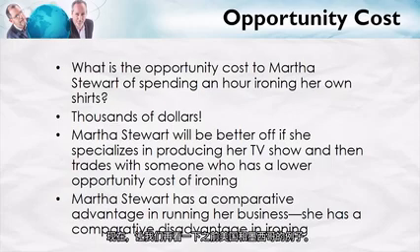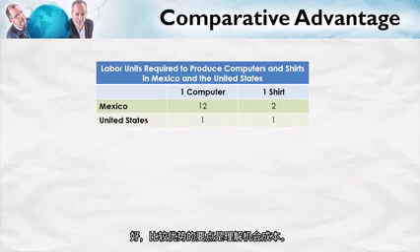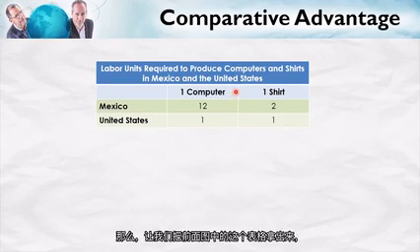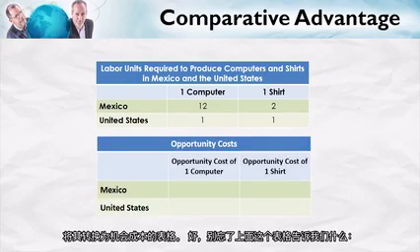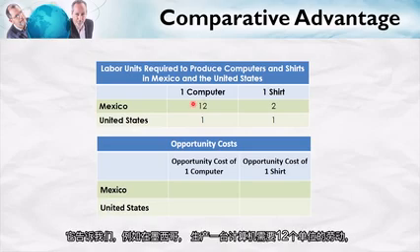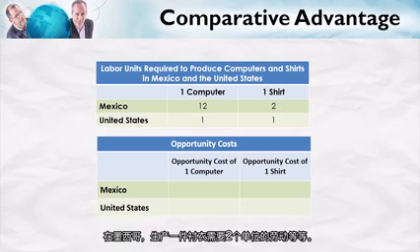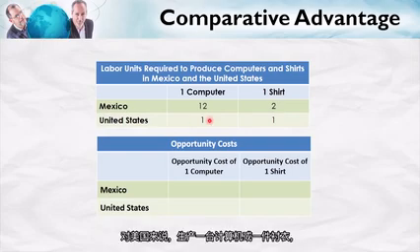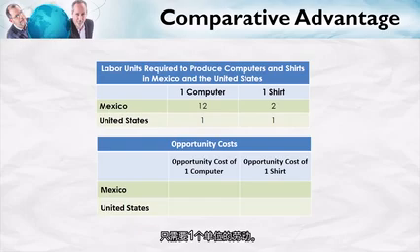Let's go back now to our previous example of the United States and Mexico. The key to comparative advantage is understanding opportunity cost. So let's take the previous figure from a previous slide and turn it into an opportunity cost figure. Remember what this top figure tells us. It tells us, for example, that in Mexico it takes 12 units of labor to produce one computer, and in Mexico it takes 2 units of labor to produce one shirt, and so forth. For the United States, it just takes 1 unit of labor to produce either a computer or a shirt.